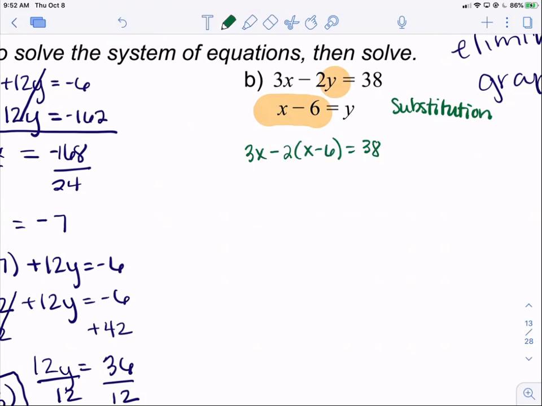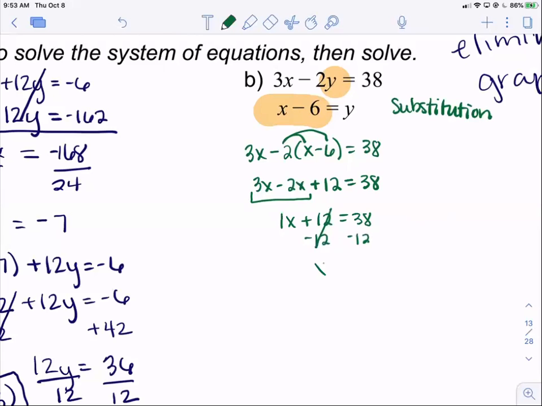So how do we solve? Distribute. So 3x, what's negative 2 times x? Negative 2x, good job. And what's negative 2 times negative 6? Positive 12 equals 38. 3x minus 2x is 1x. Plus 12 equals 38. How do we bring down the 12? Subtract it. So x equals, what's 38 minus 12? 26. Are we done?